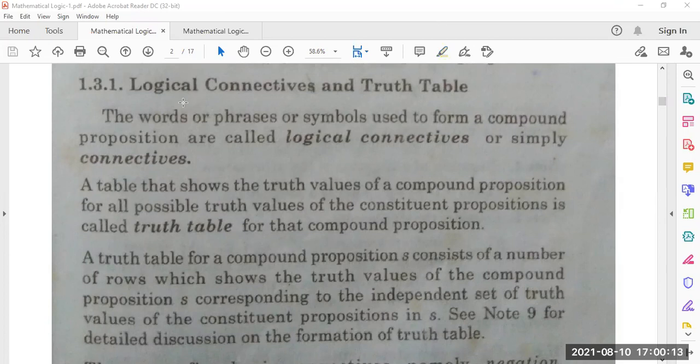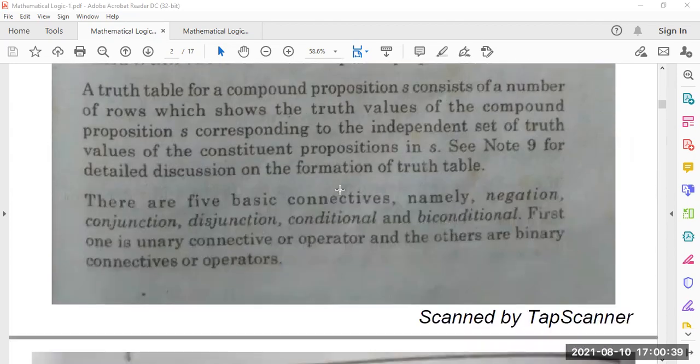So today we are starting logical connectives and truth tables. The words, paraphrases and synonyms used to form a compound proposition are called logical connectives. How do we connect simple propositions into a compound proposition? That is the logical connectives and their truth tables. I think their truth tables were already completed, no?